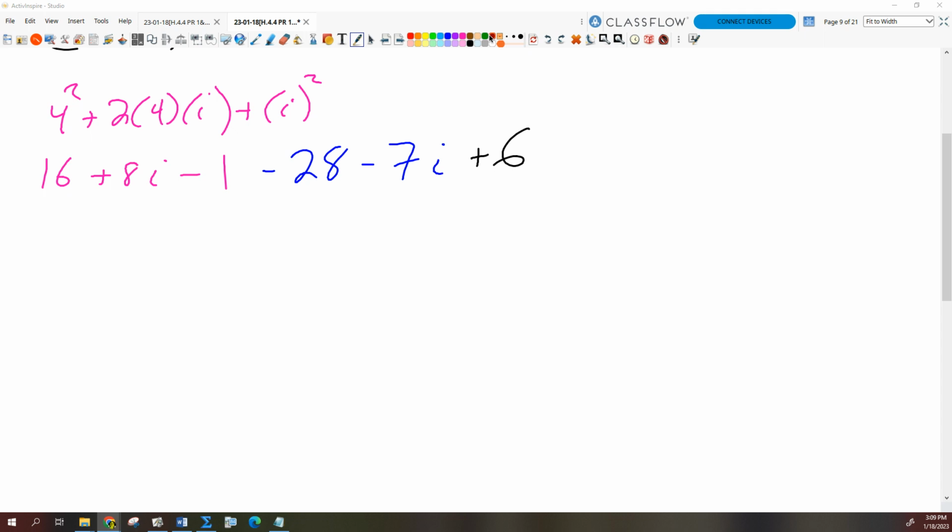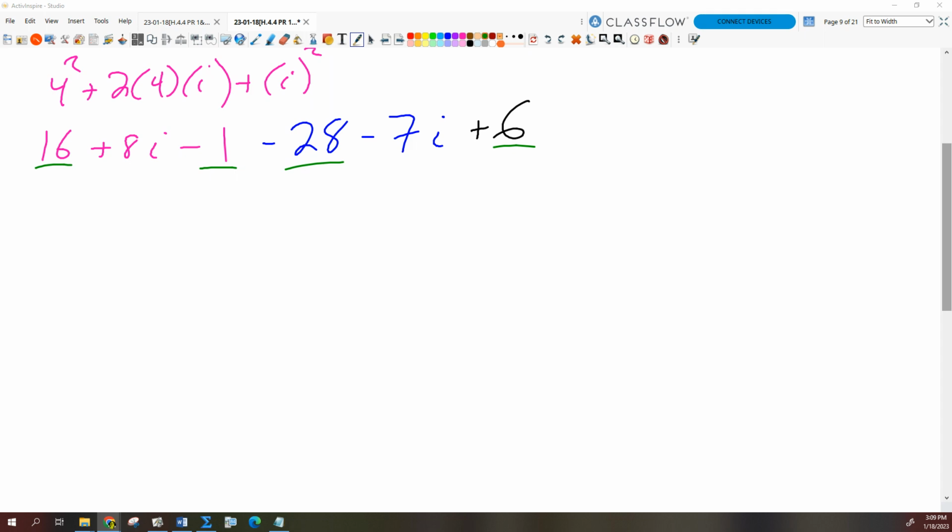So let's do that. If we look at our real parts, there's all the non-i terms, the real parts, right? What do those add up to? Negative 7? Is that right? 28, 22. Yeah, negative 7. Good. How about the imaginary parts? There it is. Okay, how we doing? Okay, no big deal, right?